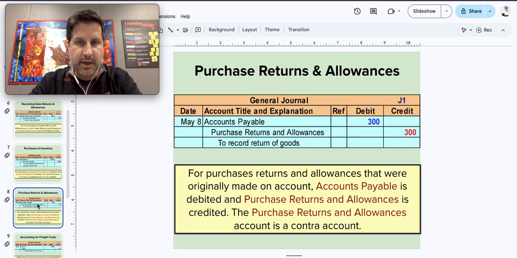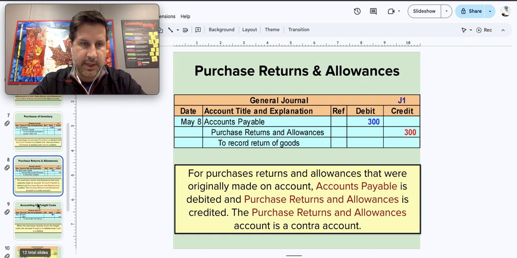And just like our customers can return stuff, we can also return stuff to our suppliers. So we will do the same thing. We are going to create a contra account for purchases called purchase returns and allowances. This will be a plus minus account, and it will show the net amount that we purchased. So we are allowed to return stuff, and when we do that, we just reverse the accounts payable, or we get the cash back, and then we make sure we have a purchase returns and allowances account.